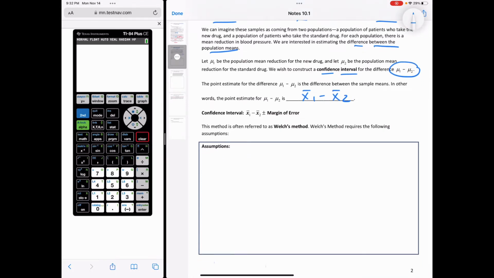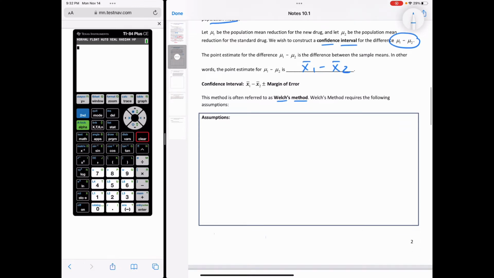This method is often referred to as Welch's method, and Welch's method requires the following assumptions. They're basically the same, except I've got one additional assumption, and a little change on the two that we're familiar with. And here's the first one. You have to have random samples. And you can say SRS like we always do, but you need to say random samples from both populations.